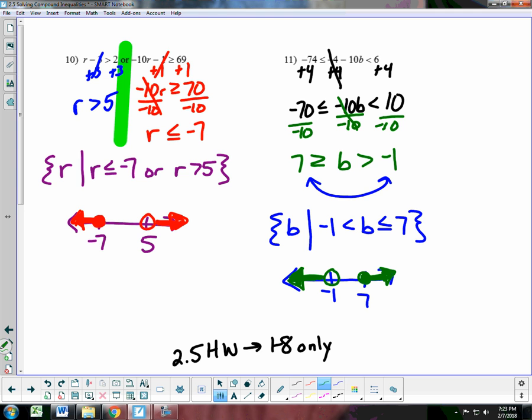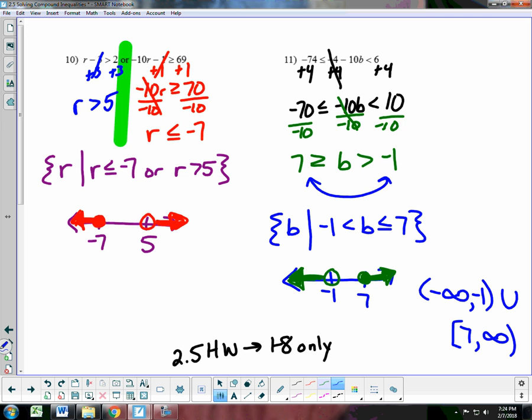And lastly, interval notation. So negative infinity to negative 1 with a parenthesis. Nope, didn't leave myself much space here. In union with closed bracket 7 to infinity.